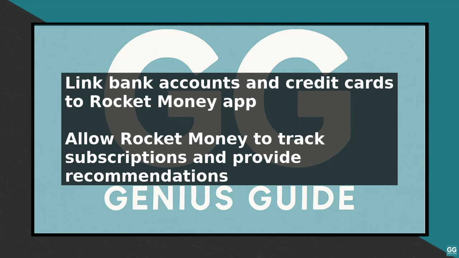After linking your accounts, Rocket Money will begin to identify and categorize your subscriptions. You can view these subscriptions in the app, where you will see a list of all the services you are currently paying for. This includes everything from streaming services like Netflix and Hulu, to software subscriptions like Adobe and Microsoft.